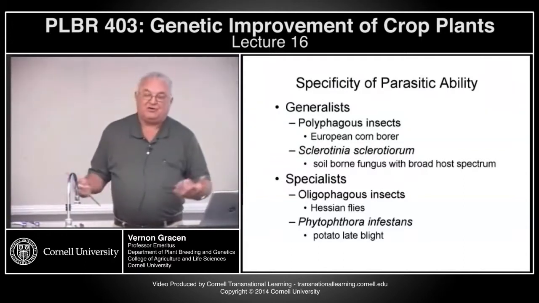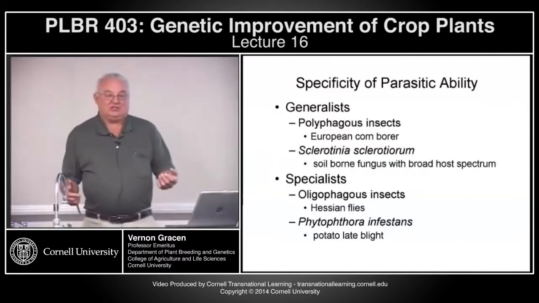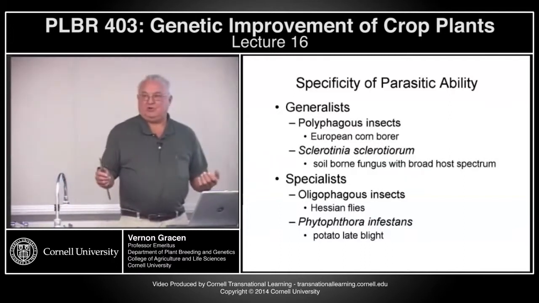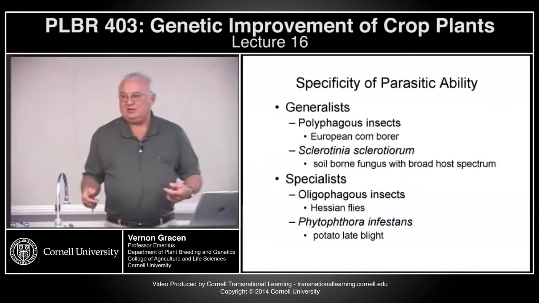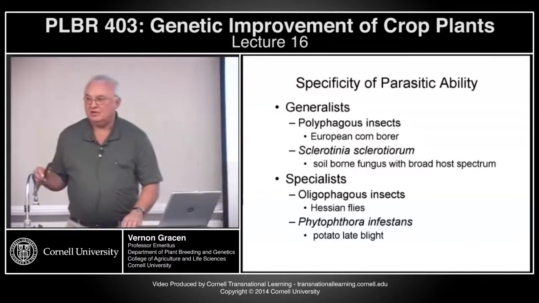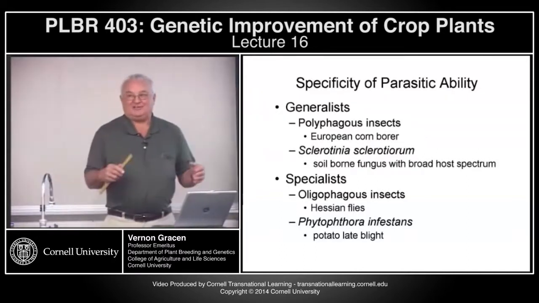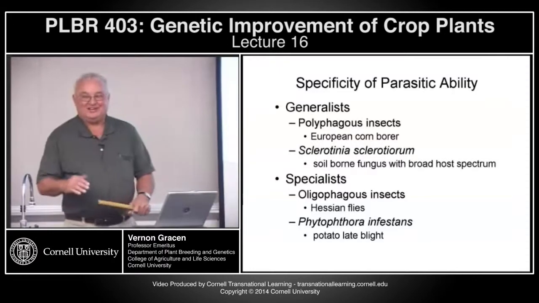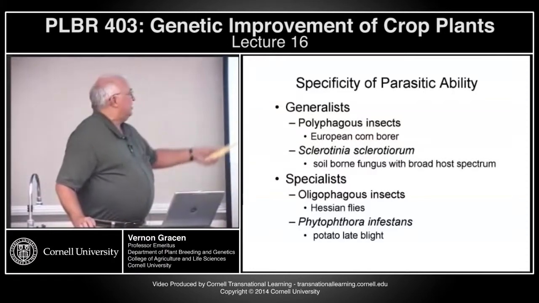And in fact, so far, the only insect that has shown the ability to overcome a BT gene is the diamondback moth in cabbage. And again, that's a different type of insect. That's more of a specialist.